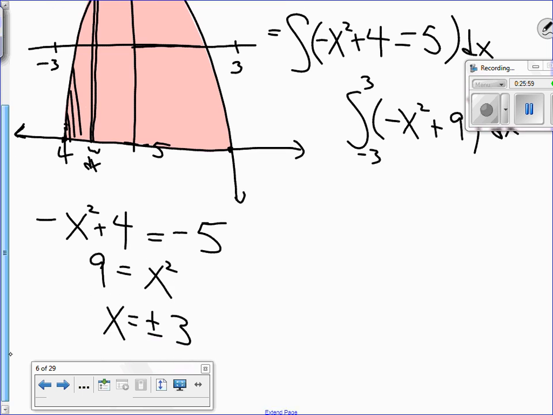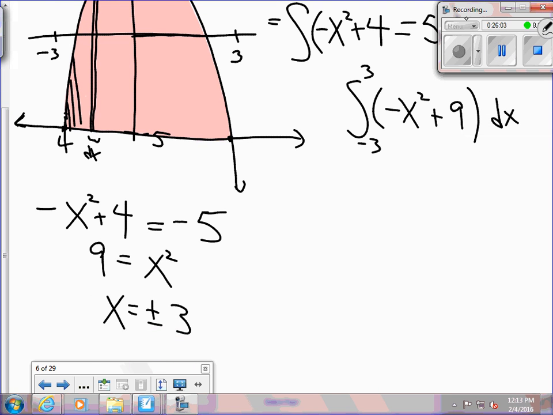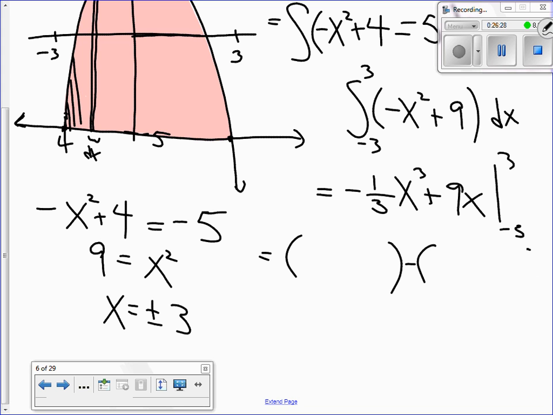Now we just got to get our answer. Now it's the easy part. So find the antiderivative of negative x squared plus 9. There's the negative 1/3 x cubed plus 9x. We plug in the upper, the lower, and we subtract.